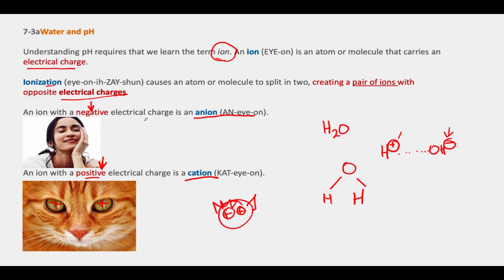And then I think about a lady named Anne, and she has eyes, but she's sleeping. And so I think about a negative charge. So another way to draw that is we have Anne here, and her eyes are closed, and she's just enjoying her sleep there. So that's a way of remembering the difference between a negative anion and a cation.